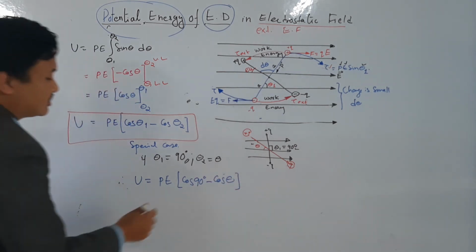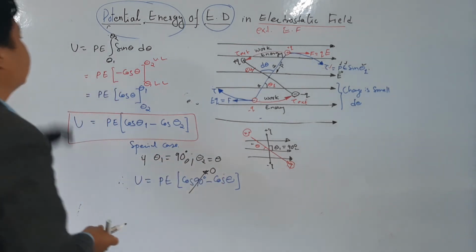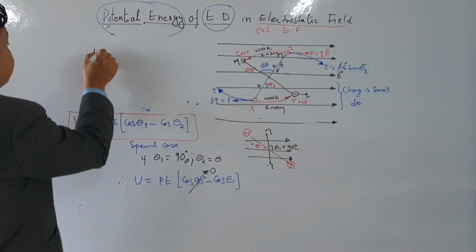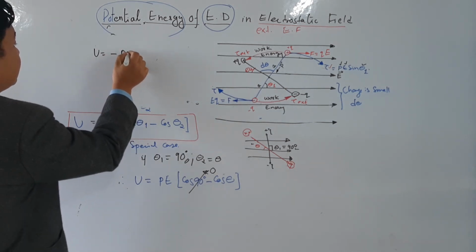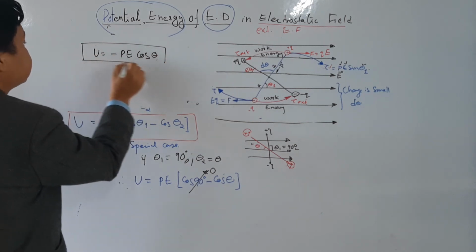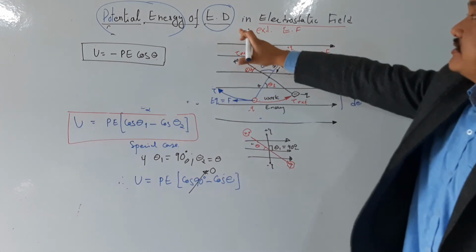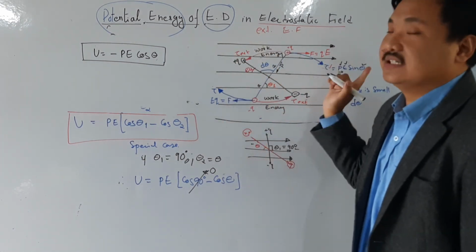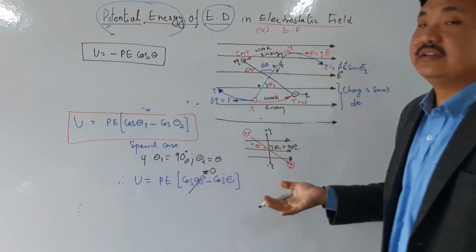Then how much is cos 90? Cos 90 is 0. Then what do I get? I get U is equal to, this minus will come here, minus PE cos theta. So this is my potential energy of the electric dipole when the first angle theta 1 is 90 degrees.